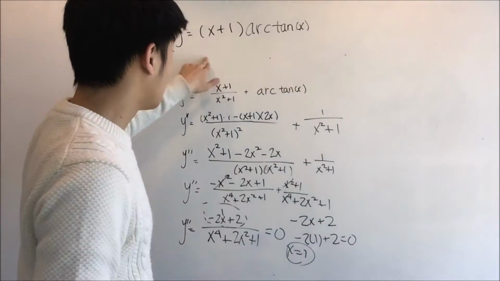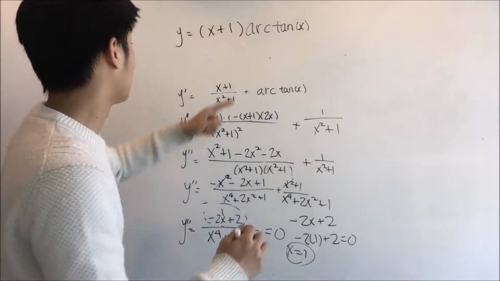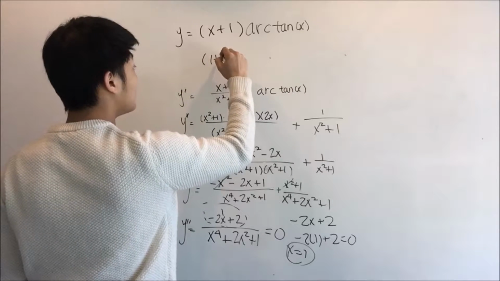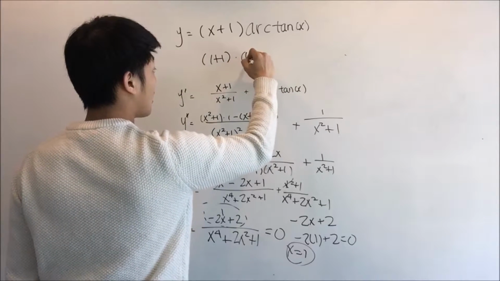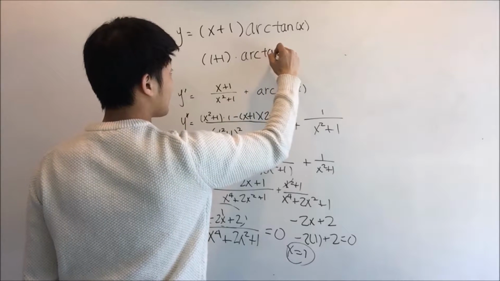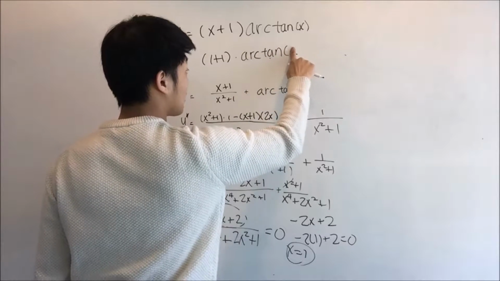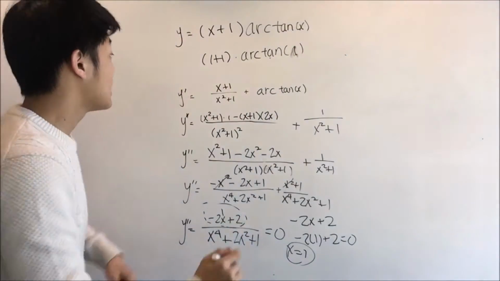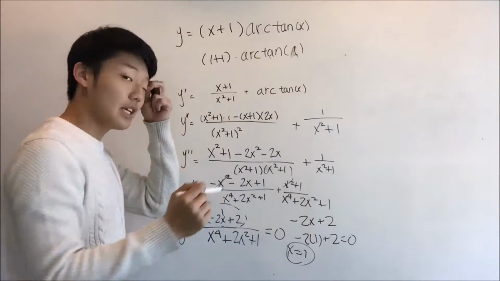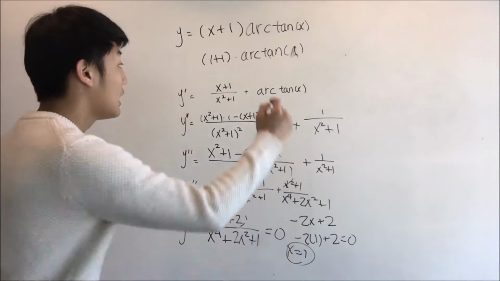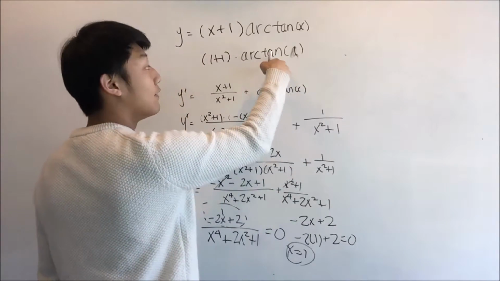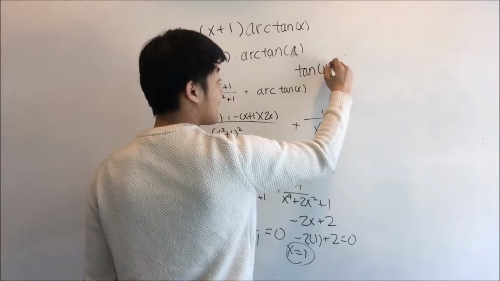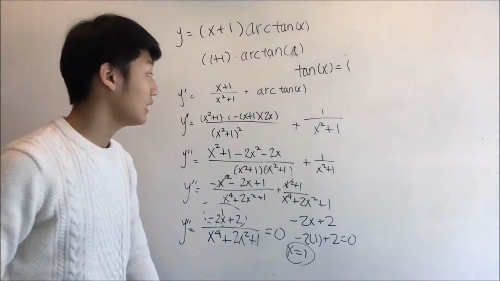So let's plug in 1 for here. So it'll be 1 plus 1 times arc tangent of 1. And you know arc tangent is the opposite of tangent, so normally if I convert this to the normal equation, this will look like tangent x equals 1.